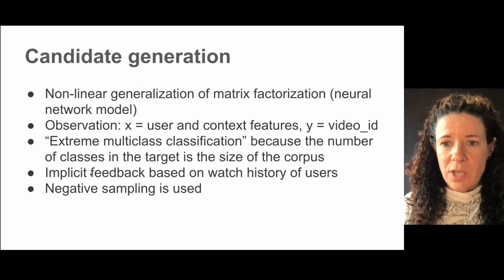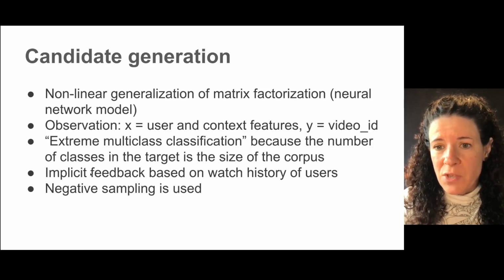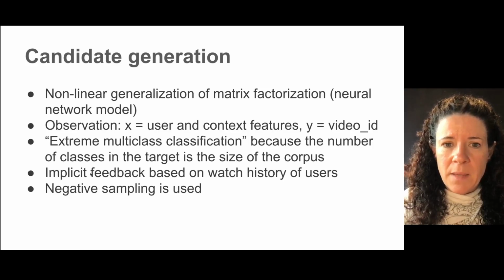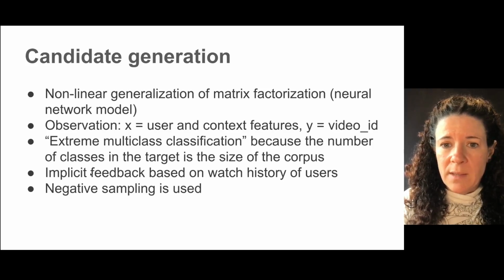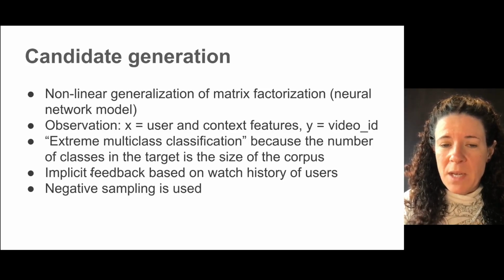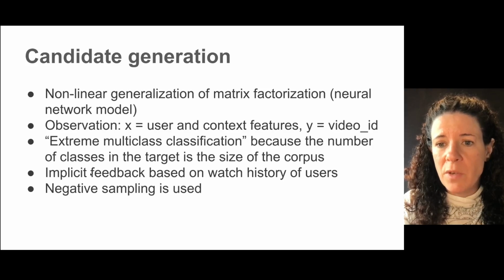So what is this candidate generation model? It is a bit more complicated than a matrix factorization model. You're going to see it has some things that are similar, but it's a neural network model. Basically, X is the user and other features, and the target is the video ID. So how many videos are on YouTube, right? They call it an extreme multi-class classification problem because the number of classes is huge. The number of classes is the size of the corpus of videos that YouTube is considering training on.